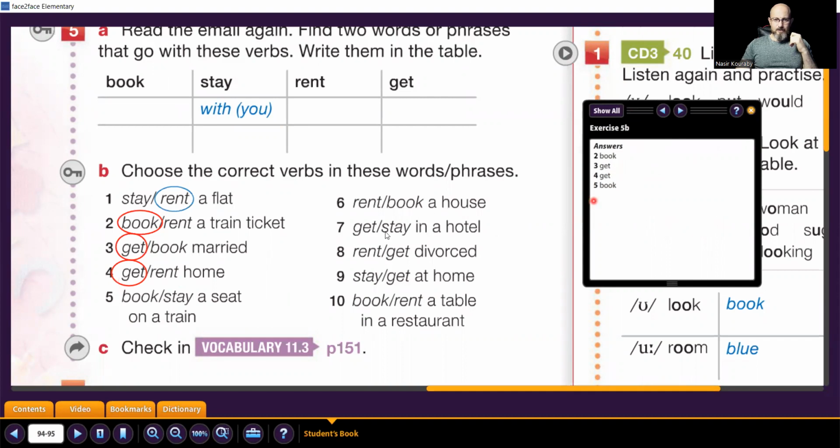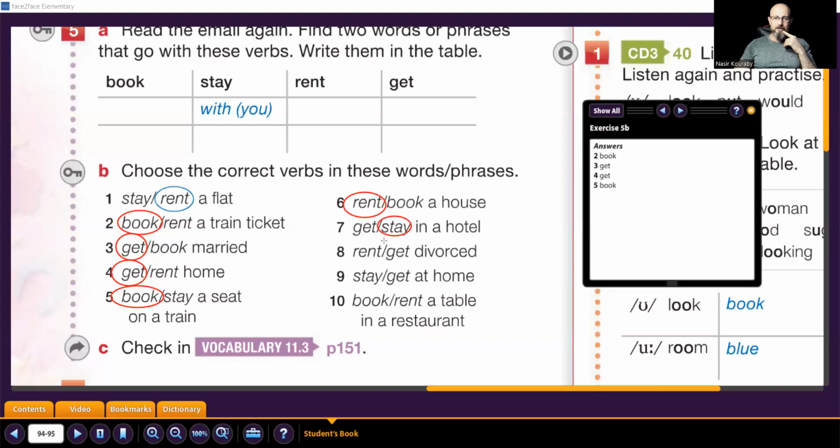So number 5, we say a seat on a train. A seat on a train means a chair, but in transportation like taxi, train, bus, airplane, even in the theater, in the cinema, we don't say chair, we say a seat. Okay, so we say book a seat. And number 6 is a house, book a house or rent a house. Here we have rent a house.